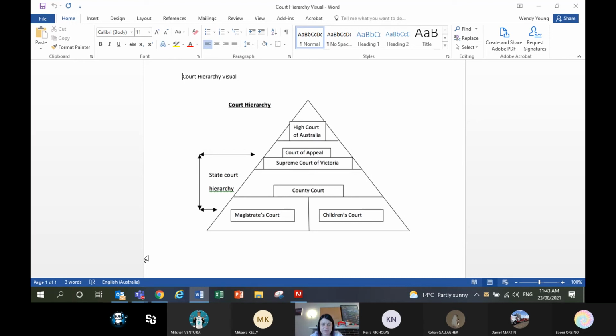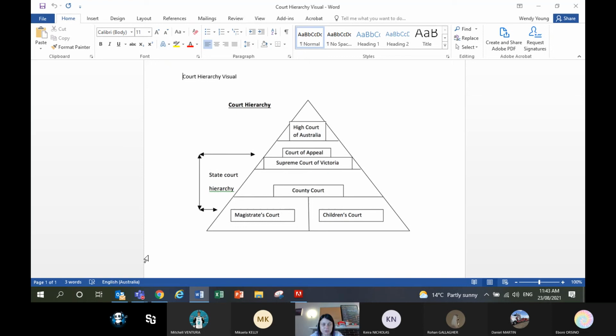It's a little bit like a hierarchy that moves up in order of rank or status. If you think of our school, we have students, then teachers, then coordinators, then the leading teachers, then the assistant principal, and right at the top we have Mr. Patton. Each of these courts in Australia will hear different types of cases.